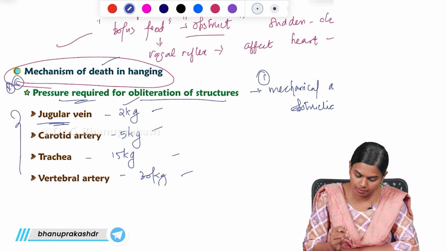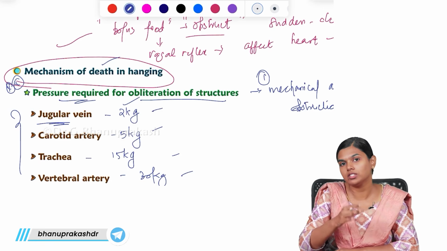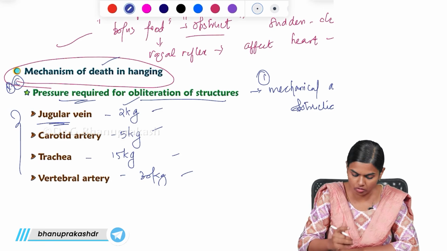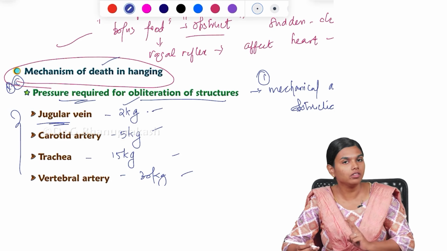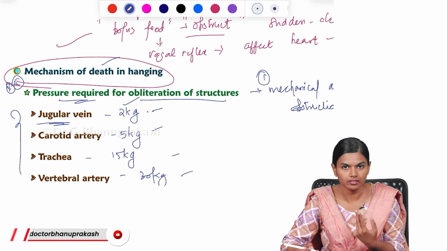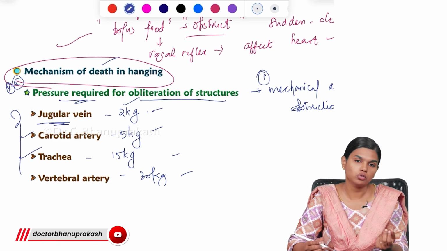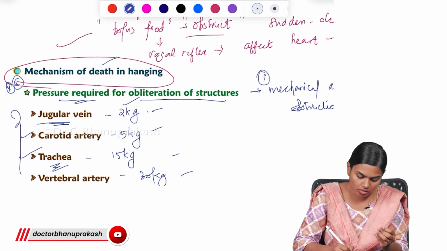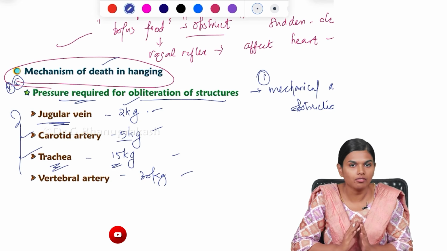What you have to remember mainly here is which is easily compressible and which is the very last to compress. The vein is easily compressible, so it comes first. After that, apart from the vein, you have 2 other things in the neck: the artery and the trachea. Between these 2, the more resilient one is the trachea. So for the trachea you need 15 kg and for the carotid artery 5 kg.